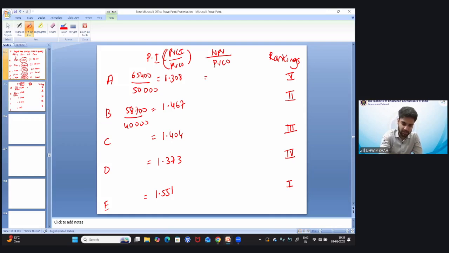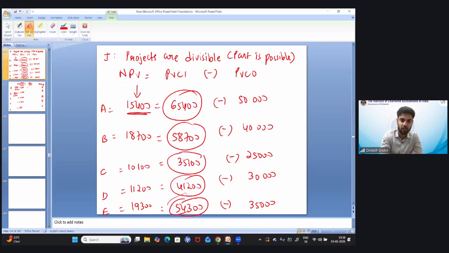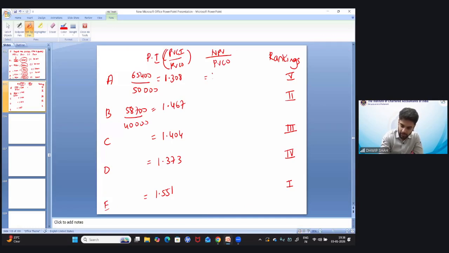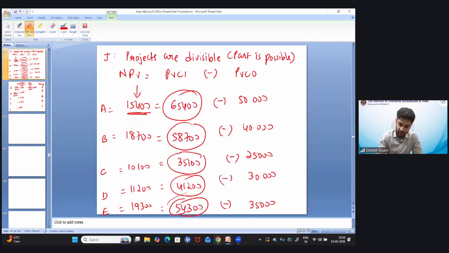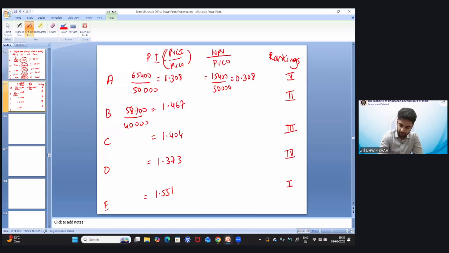Project A's NPV is how much? Can I say 15,400 divided by 50,000? Yes or no? So here it will be 15,400 divided by 50,000. How much is it coming? Now in the numerator, instead of PVCI, we have to take NPV. 0.308. Okay? Here for project B, 18,700 divided by 40,000.